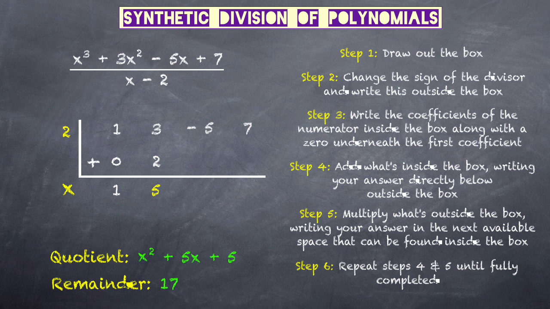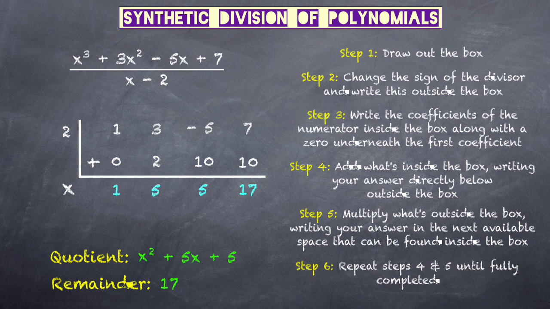2 multiplied by 5 is 10, and once again we write our answer in the first available space after the 2. Negative 5 plus 10 is positive 5, remembering to write our answer directly below. 2 multiplied by 5 is positive 10, writing our answer in the last available space inside the box. And 7 plus 10 is 17, remembering to write our answer once again directly below.